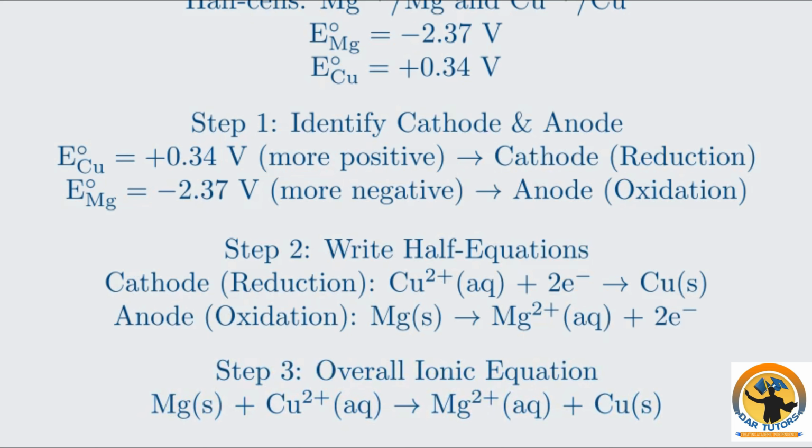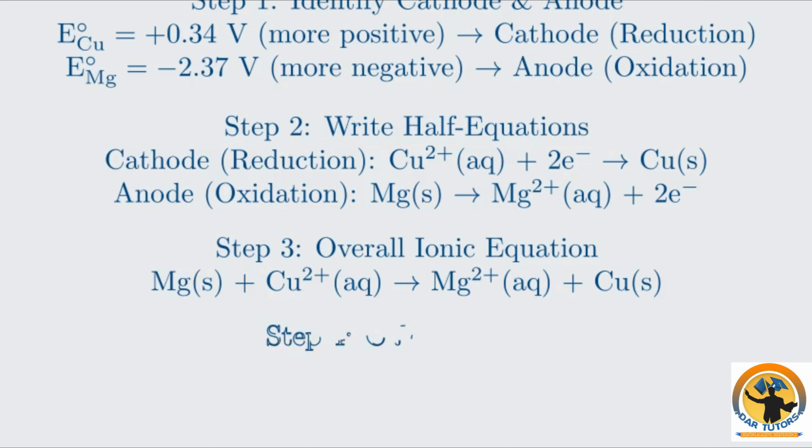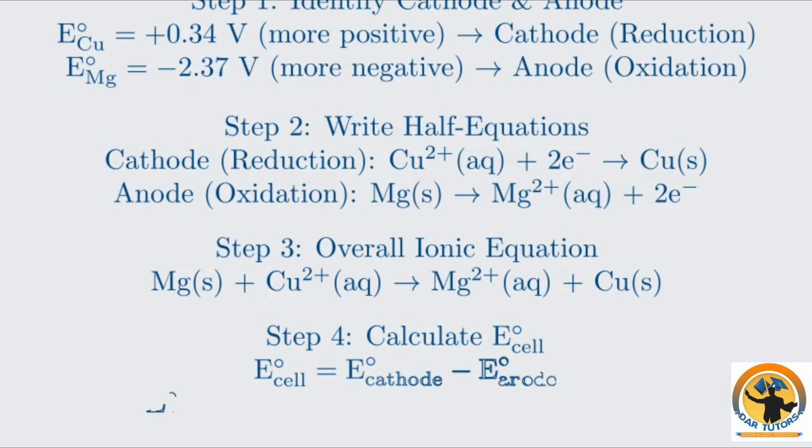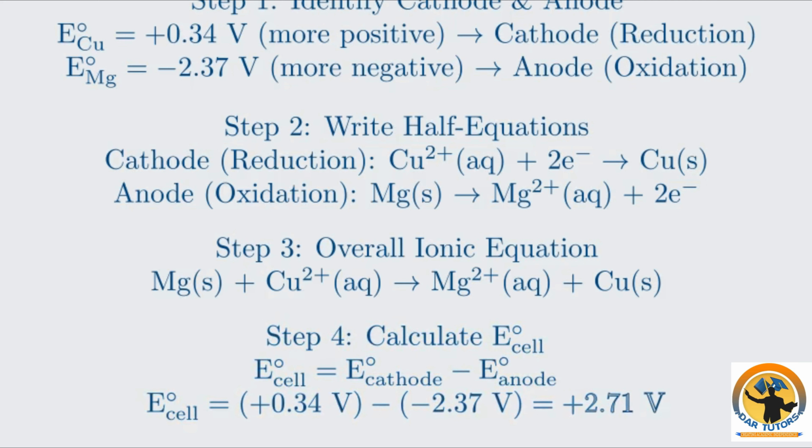Step 4. Calculate the standard cell potential. We use our formula E0 cell equals E0 cathode minus E0 anode. Substituting the values, we get plus 0.34 volts minus minus 2.37 volts. This calculation gives a result of plus 2.71 volts.